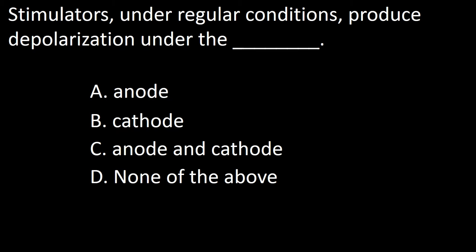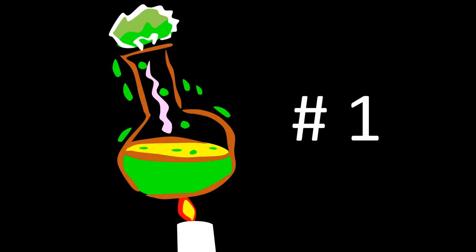Stimulators under regular conditions produce depolarization under the dash. A. Anode, B. Cathode, C. Anode and cathode, D. None of the above. I will address this question by telling you about four experiments. Here goes the first one.